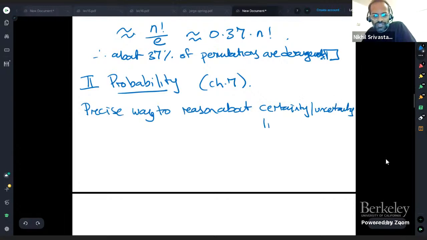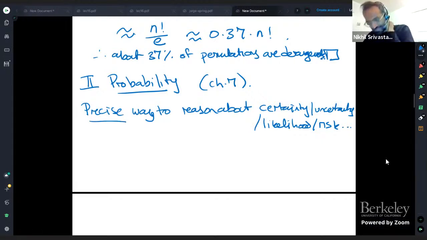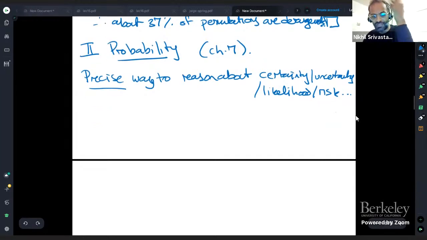Other words people use are likelihood, risk, etc., etc. And the precise is very important. So people have been thinking about these things forever. Life is very uncertain, and people have been thinking about these things intuitively for a long time. But really, this was developed starting maybe in the way we know it in the 1500s in the context of gambling, where the uncertainty is somehow very concrete.